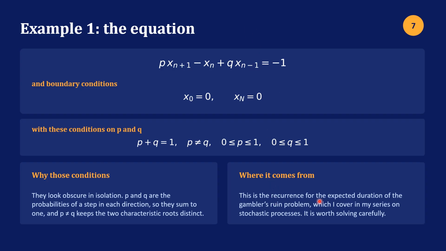And I have a reference here. This comes from the gambler's ruin problem in my stochastic processes playlist. If you go to my channel and look for stochastic processes, you'll see a playlist for that, and then under Gambler's Ruin this problem appears there. But I don't really focus on the probability problem here because we have enough to deal with just understanding how to solve this in general. So let's continue on the next slide.